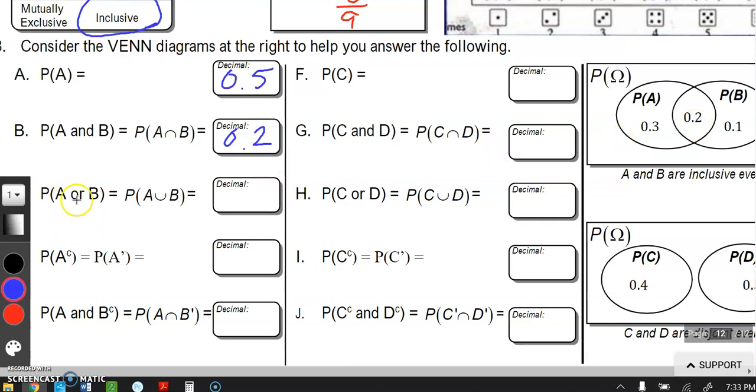This one says A or B. Remember, we're adding those together. So A union B, which is everything of A and B together. So it's 0.3, 0.2, 0.1, which is 0.6.